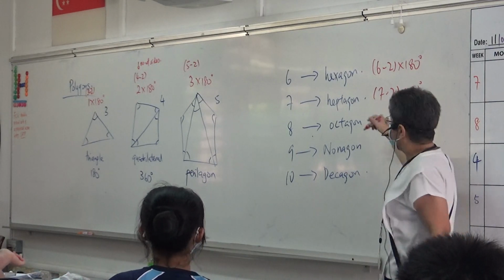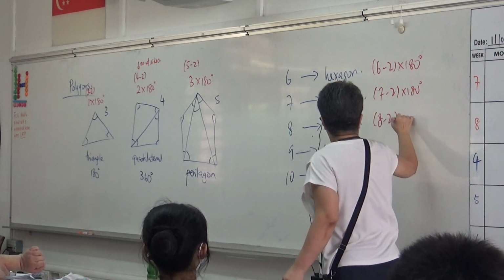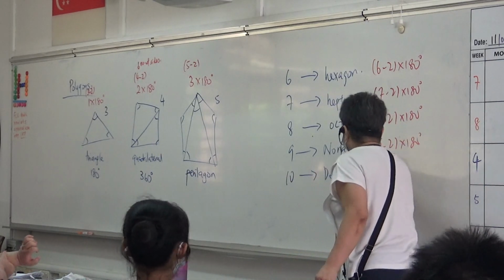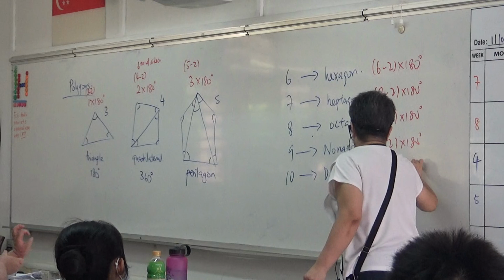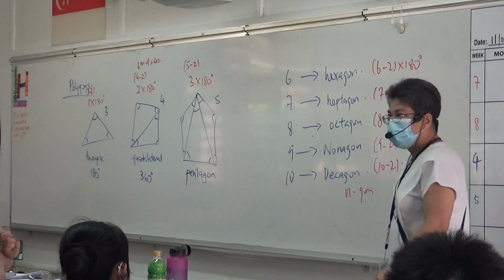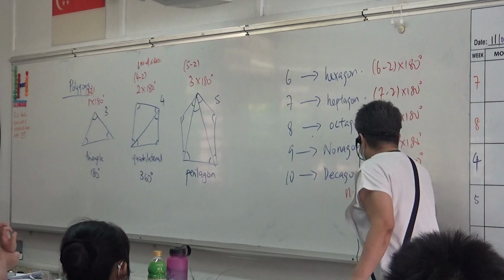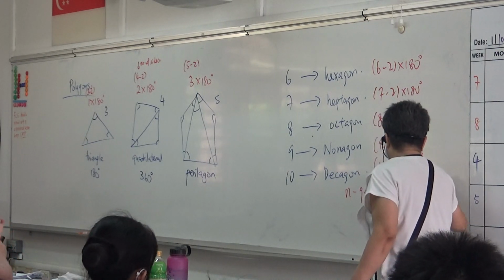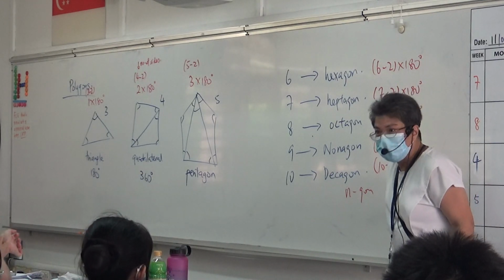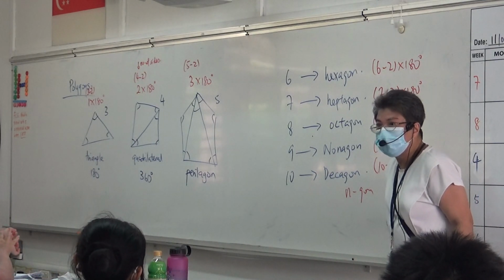Understand? So this is 8 minus 2 times 180. 9 minus 2 times 180. This is what? 10 minus 2 times 180. Now, so what about an n-gon? N minus 2 times 180, where n is the number of sides. Everybody clear? Okay, n is the number of sides.